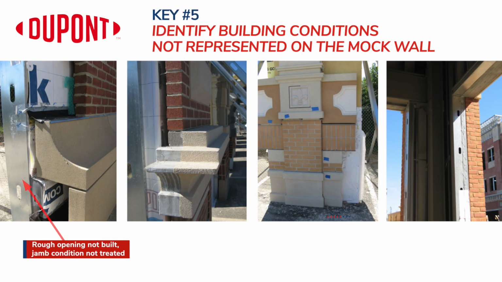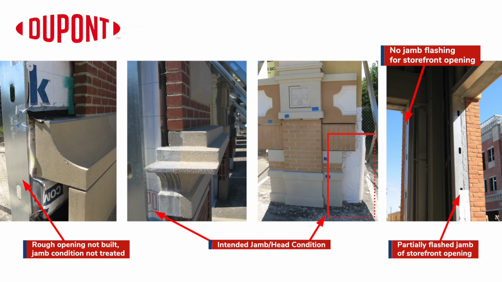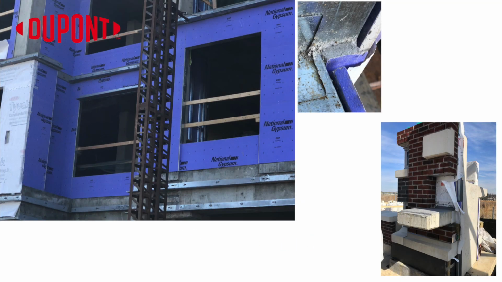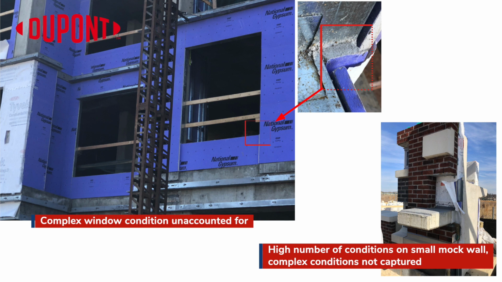Number 5, a mock wall is a great opportunity to identify areas of concern. If the building is designed to have windows, but the mock wall build does not, how do you ensure the window openings will be properly flashed prior to the installation of the exterior facade? It's important to understand what building conditions aren't captured on the mock wall and why.